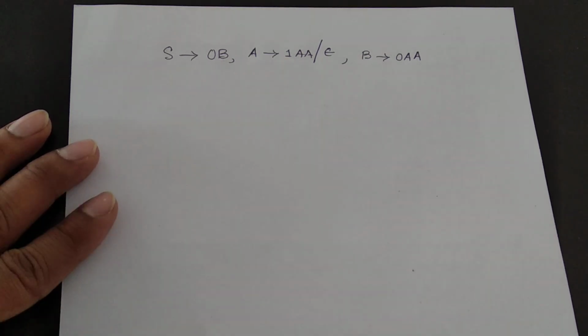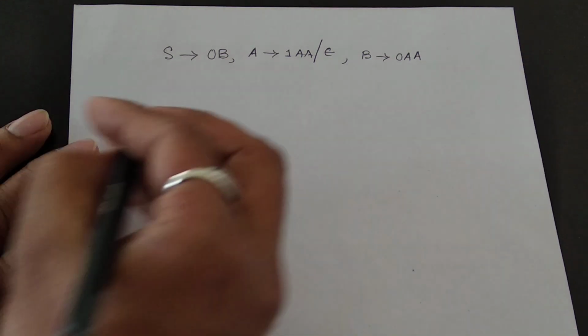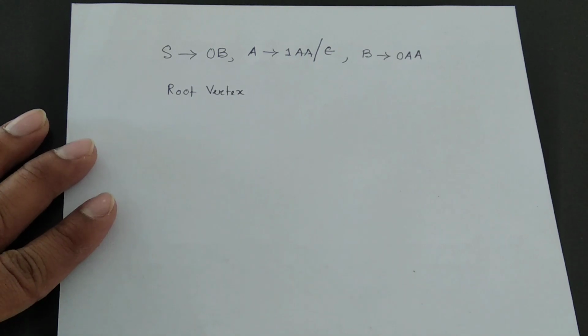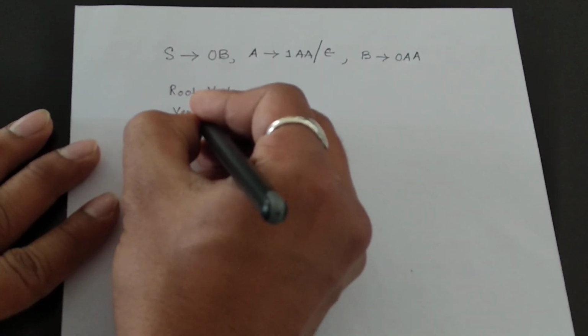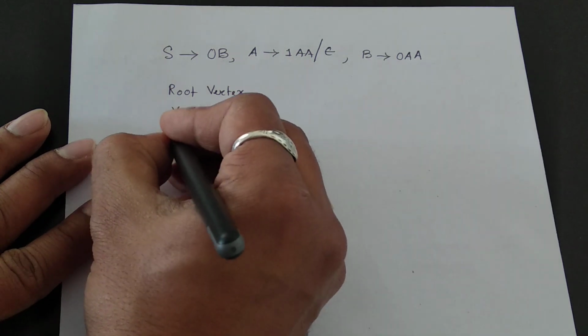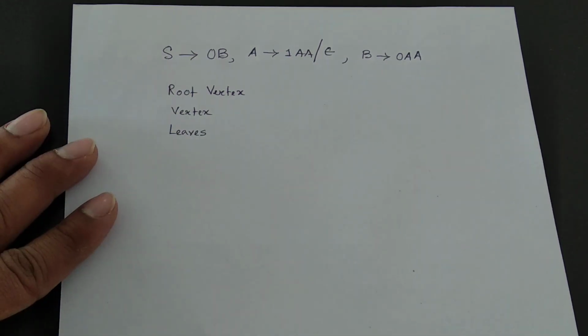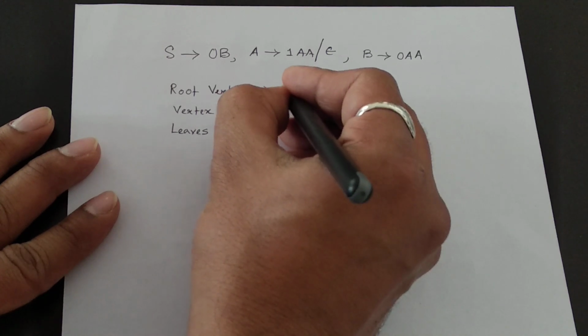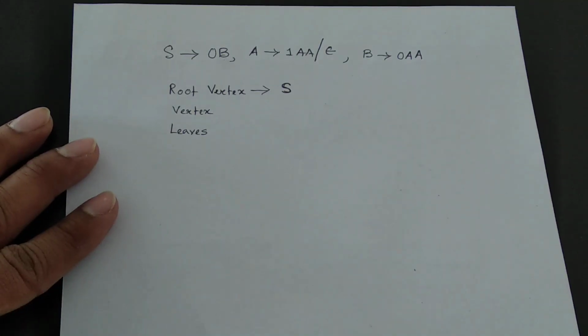How? Always remember, for finding a derivation tree, you will come across three different parameters. One is your root vertex, next one is your vertex, and the last one is your leaves. These are the three things you have to keep in mind. The root vertex must be labeled by the start symbol. That means I can directly write down S, the start symbol.